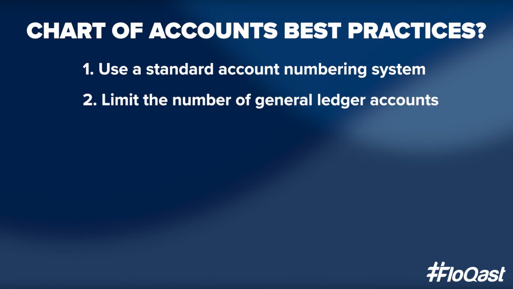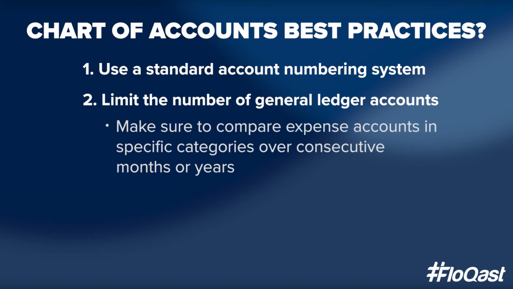Number 2, limit the number of general ledger accounts. One of the most common mistakes businesses make is having too many accounts on their chart of accounts. Unfortunately, this can actually limit the usefulness of the company's financial statements. When analyzing financial statements, you may want to compare expense accounts in certain categories over consecutive months or years. This can be difficult if there are too many accounts, since there's a good chance the same type of expenditures appear in more than one account.